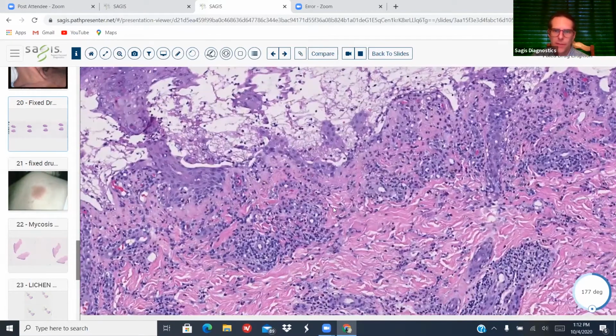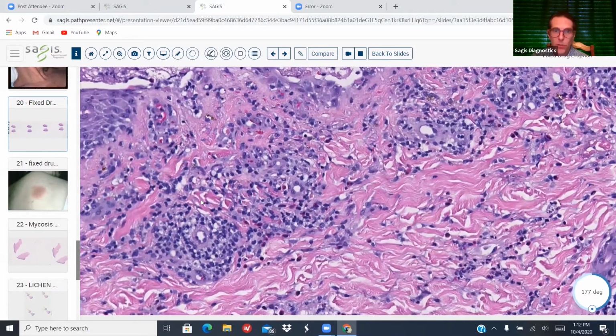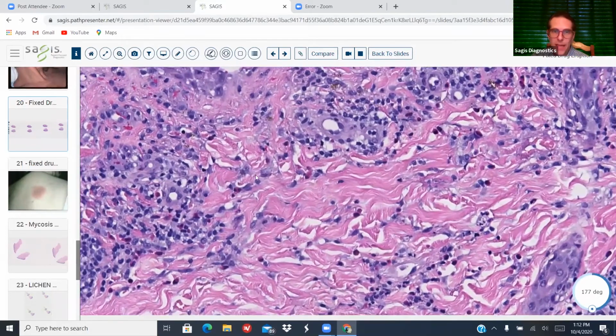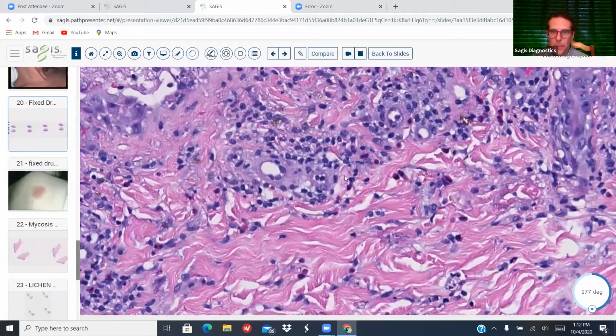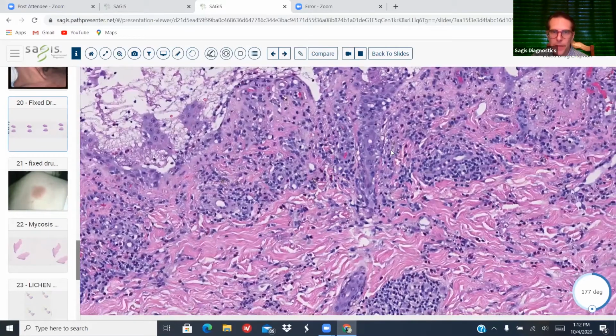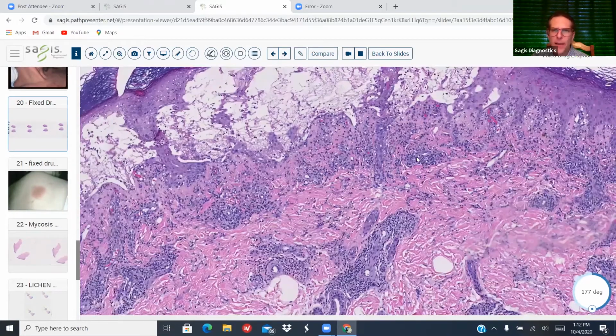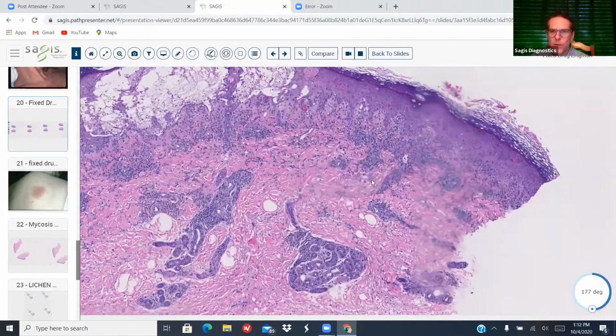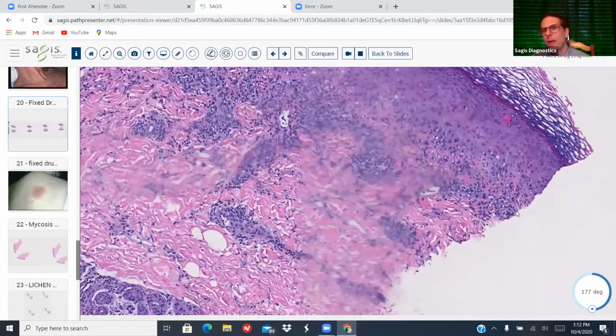And when we look at the inflammatory component, we do have a mixture of lymphocytes and abundant eosinophils. There's a little bit of pigmentary incontinence. What I find I do when I have a vesicular dermatitis is go to the edge where there isn't a vesicle, because I want to see what the true nature of this lesion is.